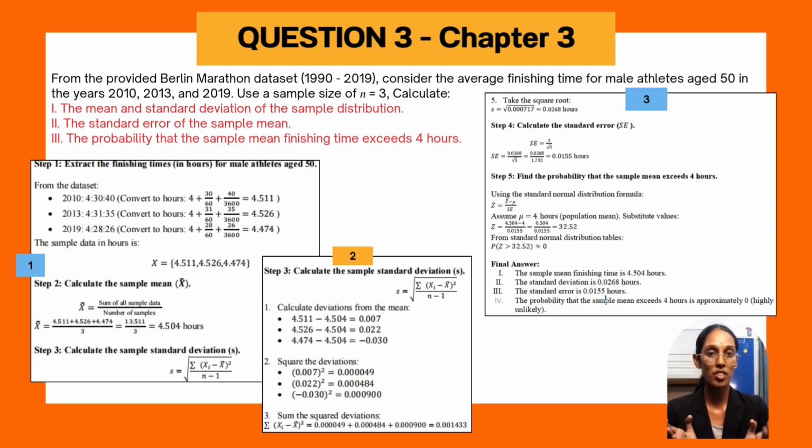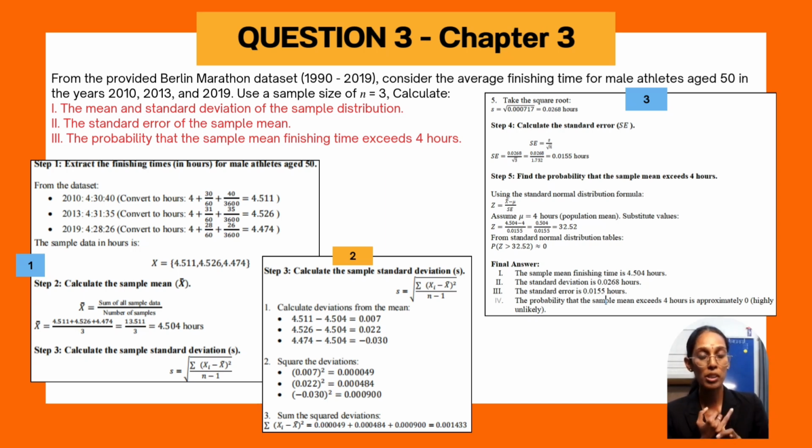First, we extracted the finishing times from the data set and converted them to hours. Like 2010, 4 hours 30 minutes and 40 seconds, which equals 4.511 hours, and 2013 equals 4.526 hours, and 2019 equals 4.474 hours. Next, we calculate the sample mean using the formula, and we got 4.504 hours. Then we found the sample standard deviation.